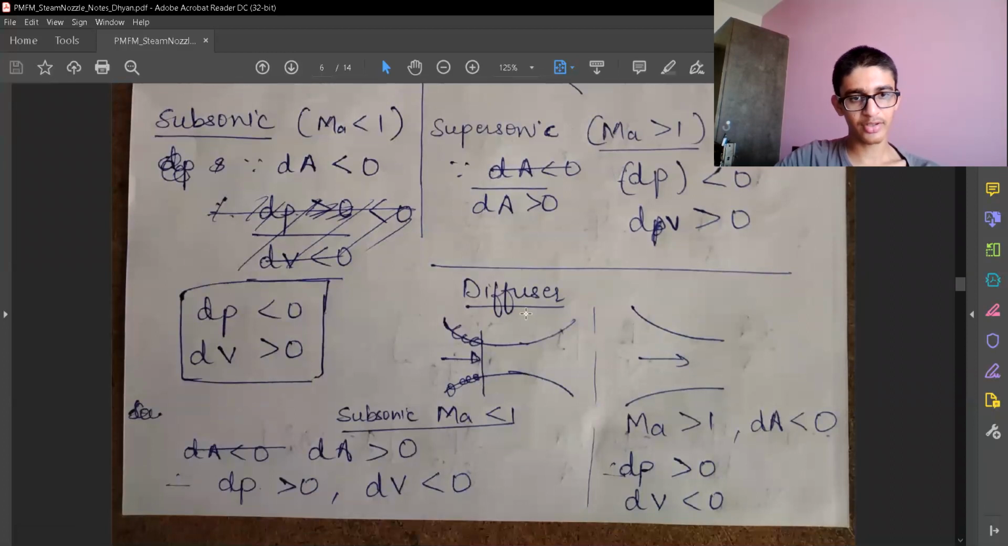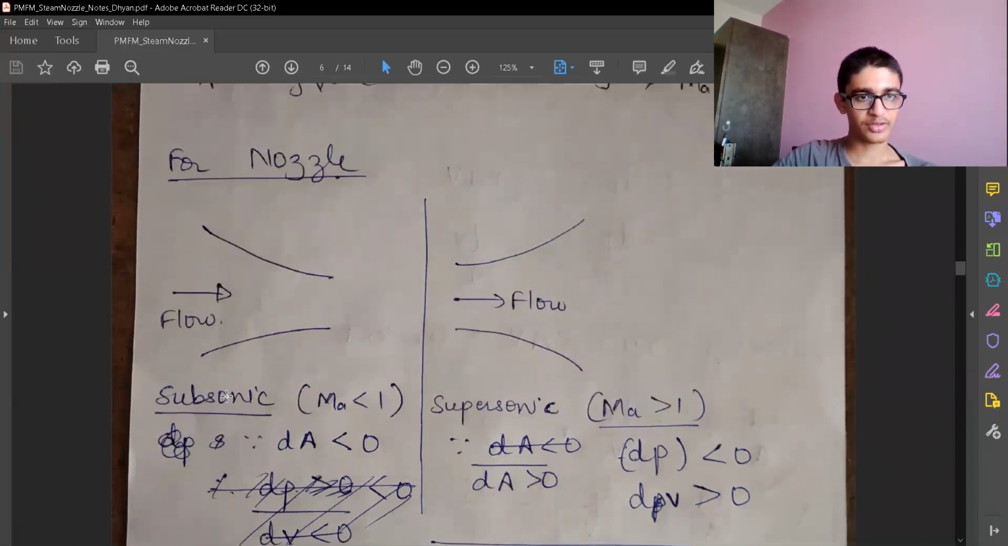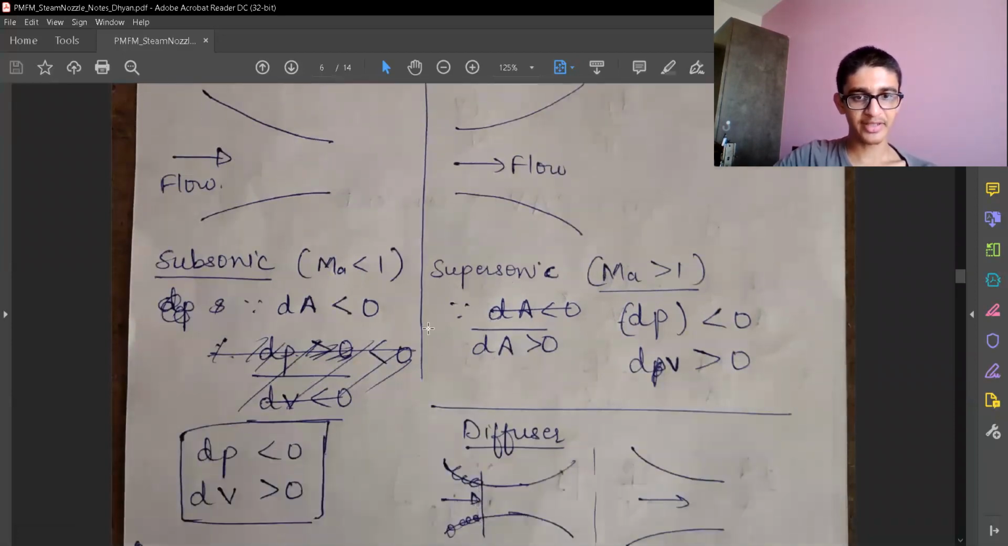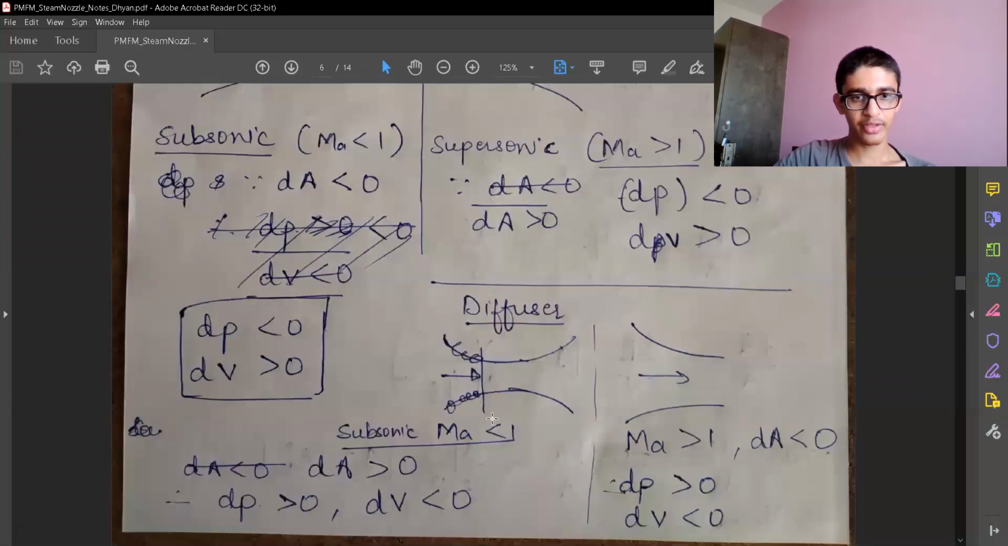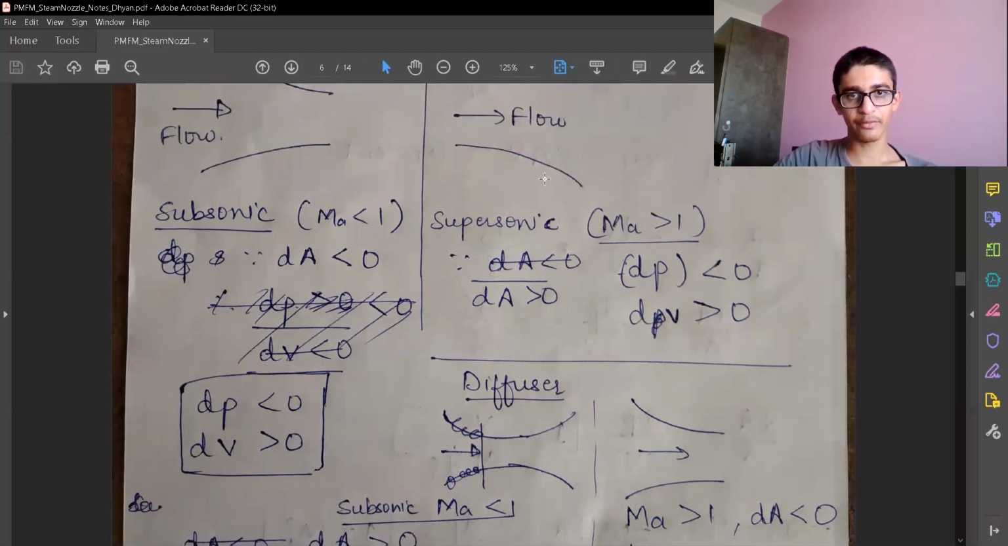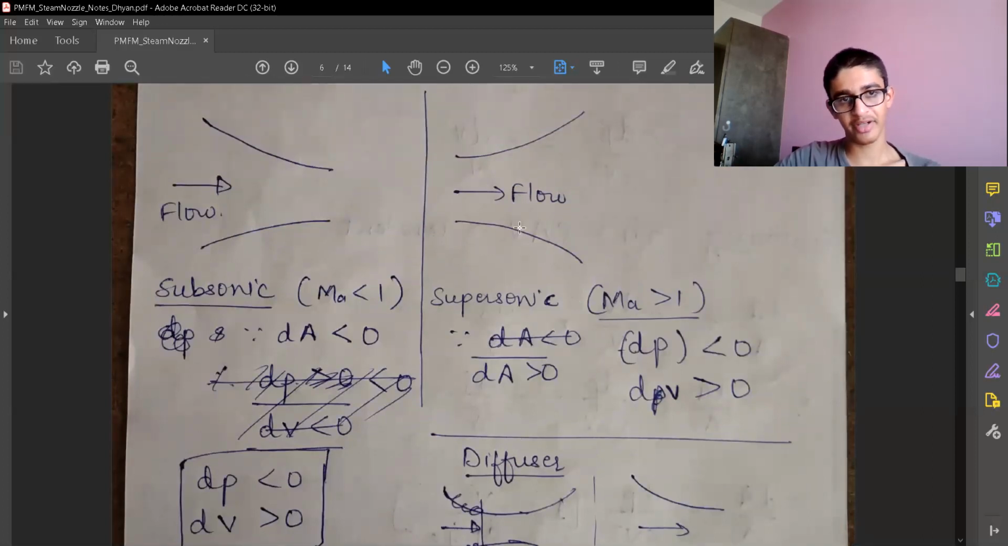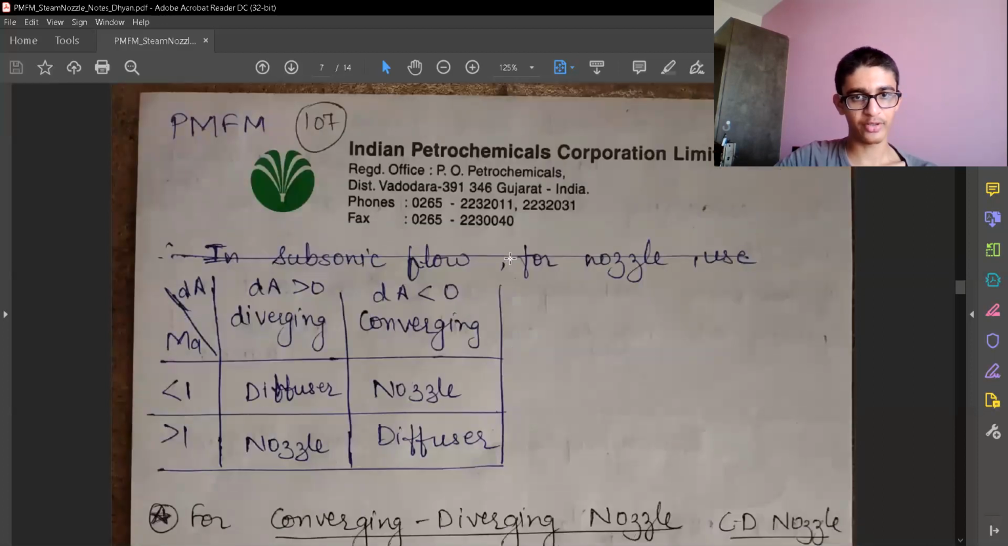And the same goes with the diffuser also. If we have subsonic flow and we want a diffuser, then we should have a diverging cross section. And if we want a diffuser in supersonic flow, we should have a converging cross section. So these are not very intuitive directly. What's intuitive to us was that in subsonic flow, a converging cross section gives a nozzle, and in subsonic flow, a diverging cross section gives a diffuser. But over here we are introducing supersonic flow, and the flow physics go opposite to what our intuition says. So that's the new point for learning over here.